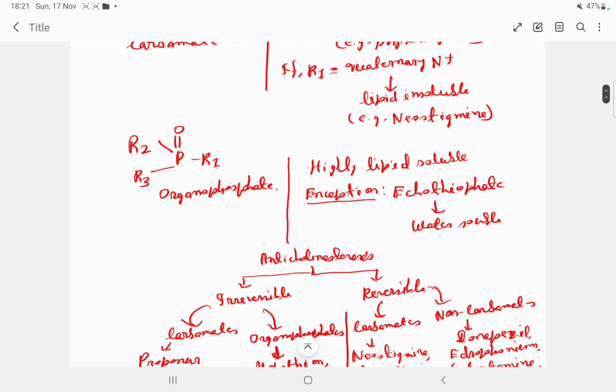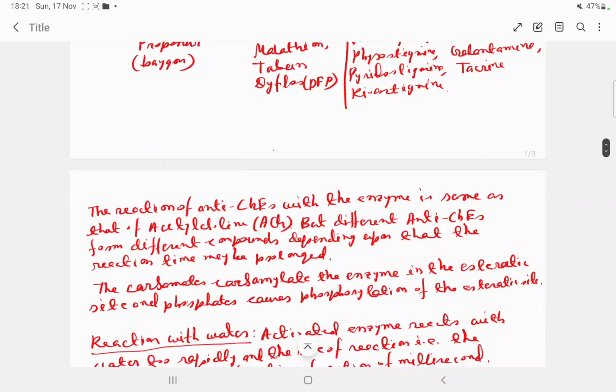Now organophosphates, this is the structure of organophosphates, and these are highly lipid soluble compounds, and there is an exception to that, which is echothiophate, which is an organophosphate but which is water soluble.